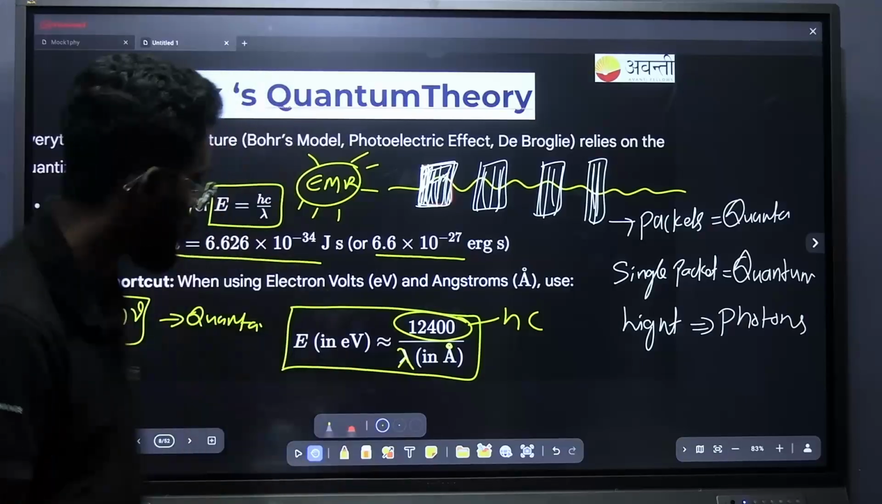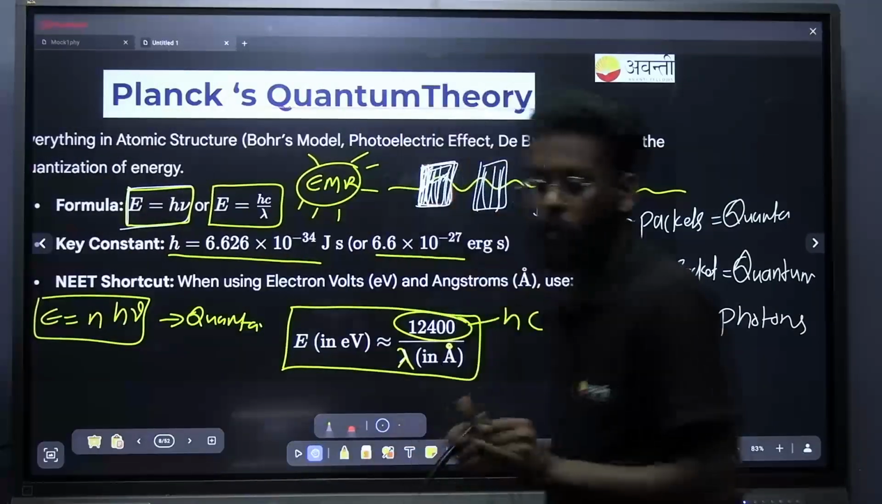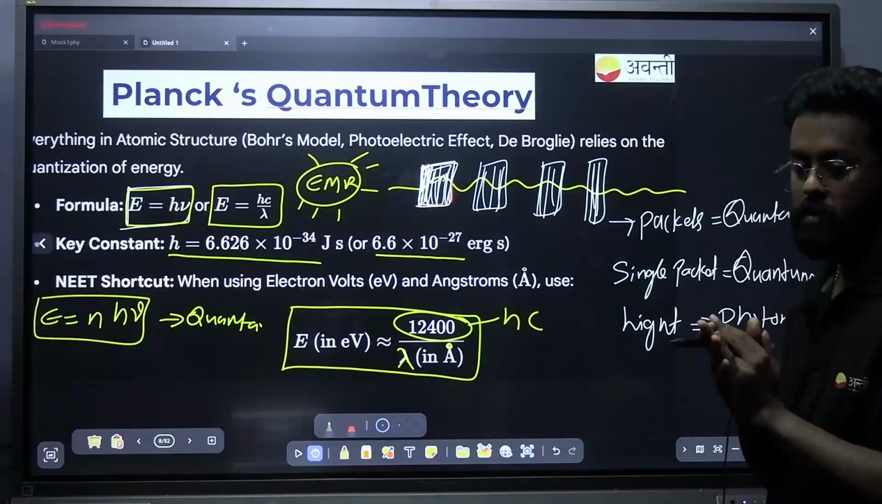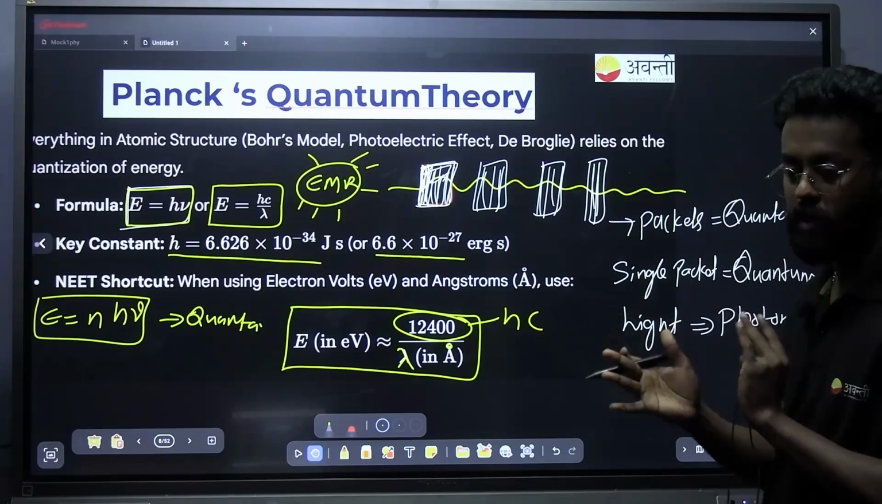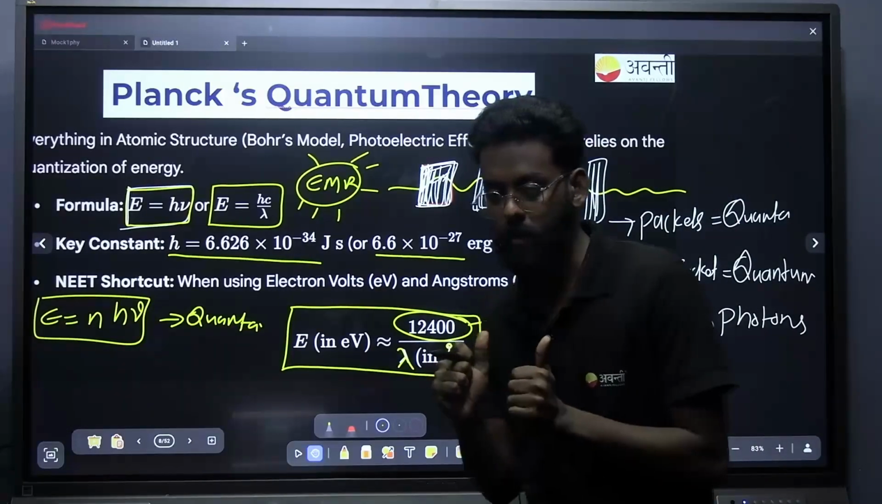Okay, got it? Are you clear with Planck's quantum theory? Anybody want the summary of it? Are you clear, or am I going too fast? What's your feedback? Is it fine?